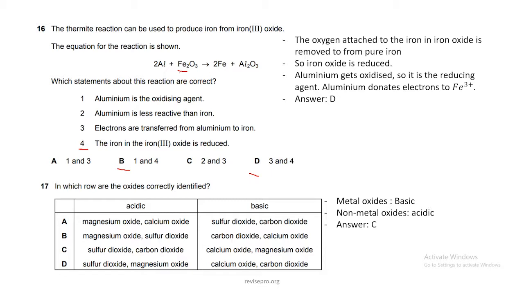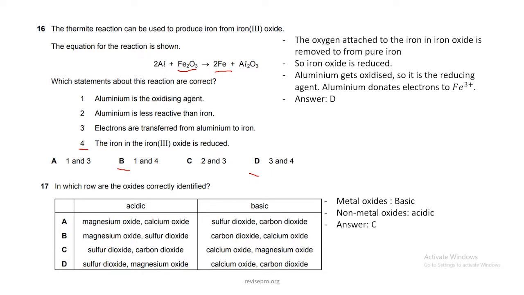So you can see that the iron in iron 3 oxide was previously bonded to an oxygen. Now it's not. So you know that iron oxide is reduced. So that gives us option B or option D as they contain statement 4.